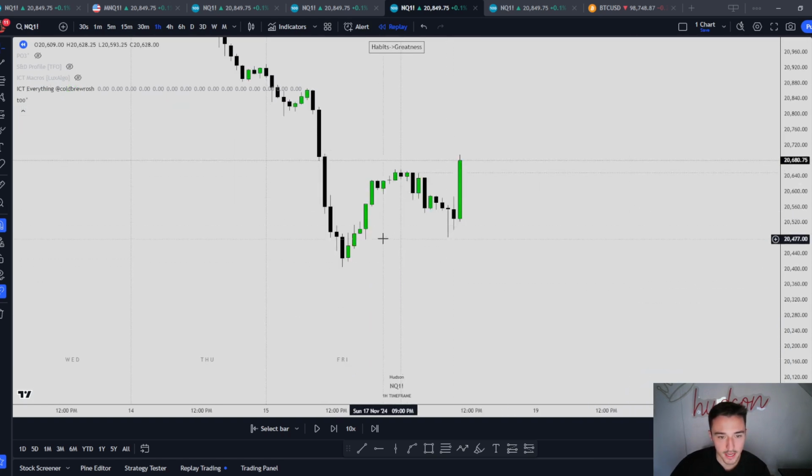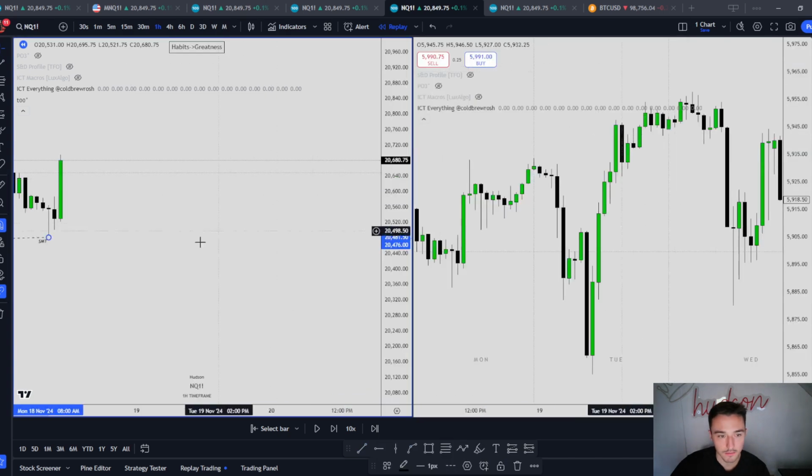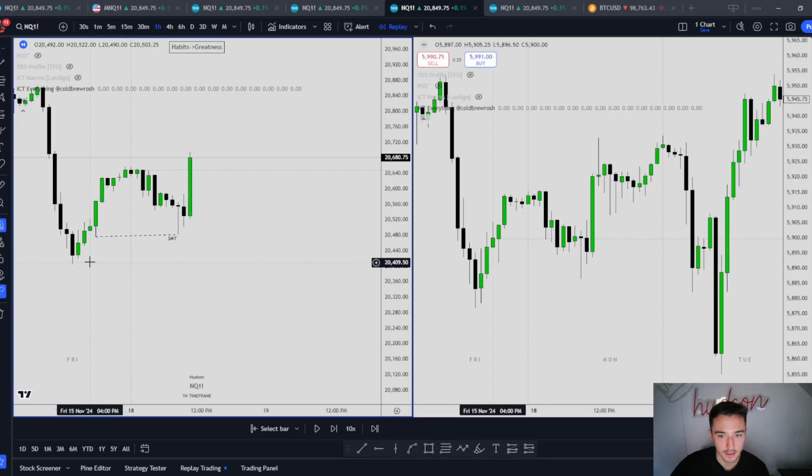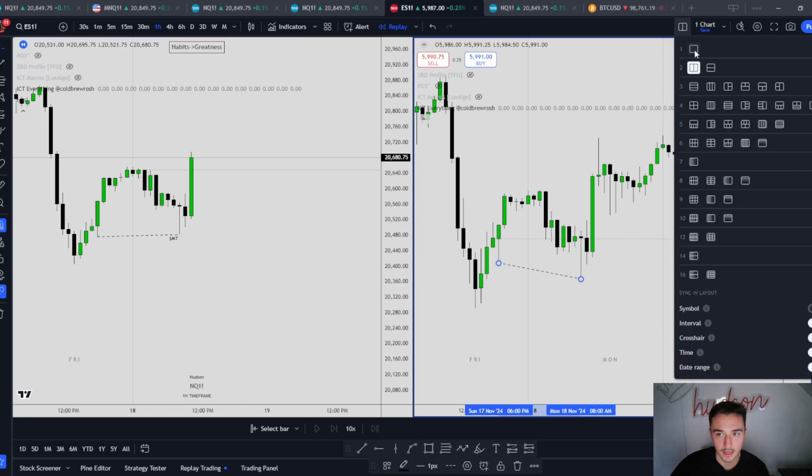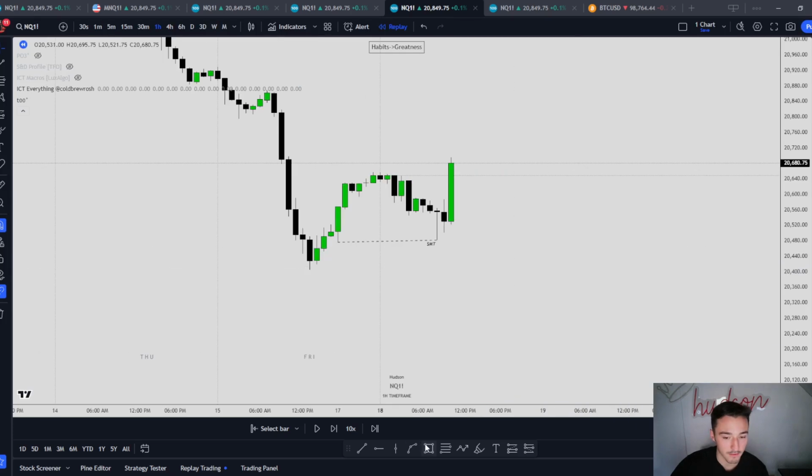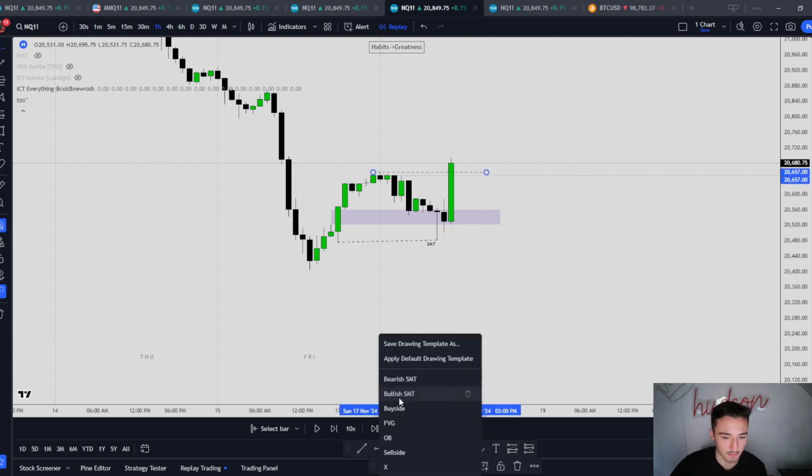Okay. Right here. SMT. Okay? Bullish SMT. If we want to pull up the ES, right here is that same low. So SMT, higher time frame key level, 1 hour fair value gap, right? Respecting, and then we can target these highs up here, right? So we have buy side.